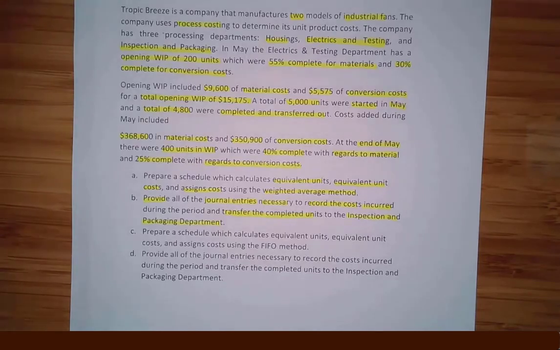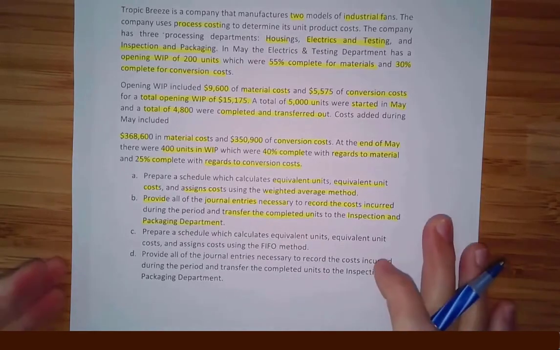So let's jump into the actual question. When we're doing a question like this, I like to do a schedule. I think a schedule is really helpful in order to process the information appropriately. So let's get started. I want to start with understanding some of the terminology.